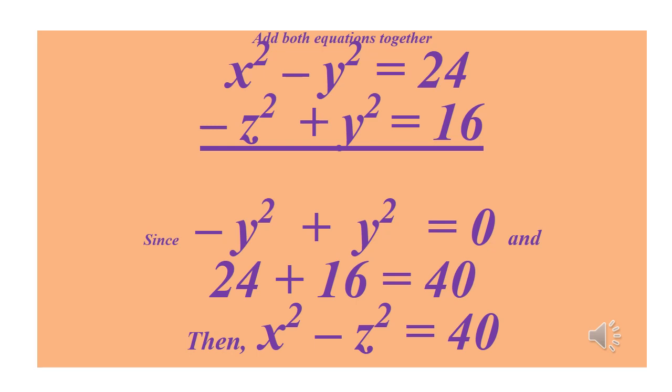So the next thing we are going to do is to add both equation 1 and equation 2 together. So we add together, we have x squared plus minus z squared will give us x squared minus z squared. Then minus y squared plus y squared will give us 0. That will be eliminated. Then 24 plus 16 will give us 40. So we now have x squared minus z squared equals 40.